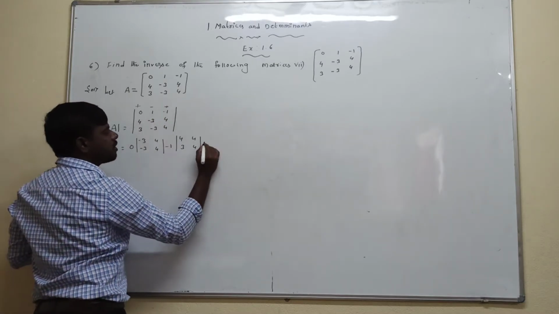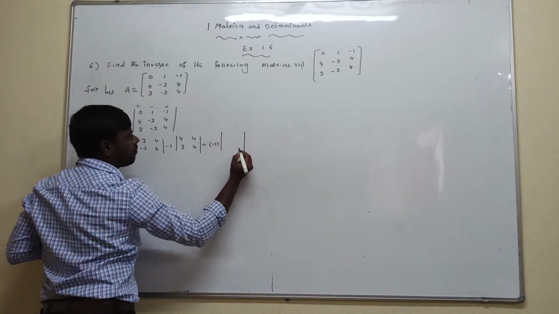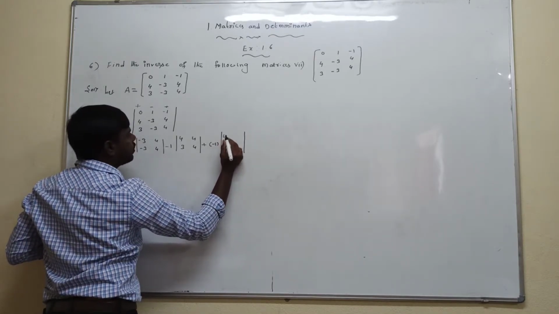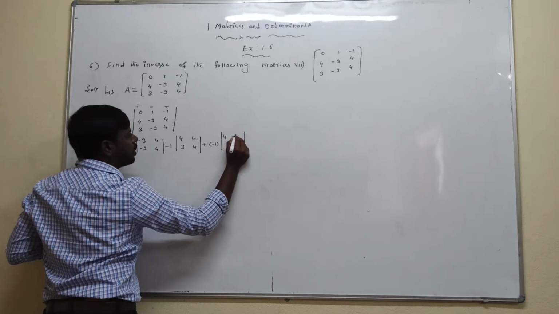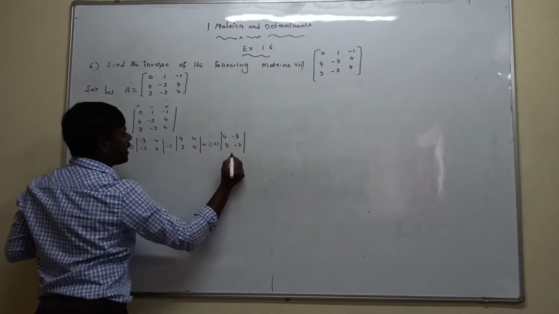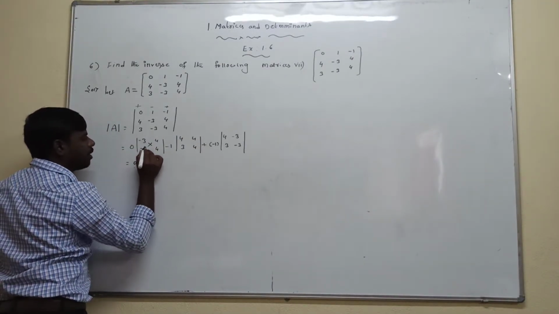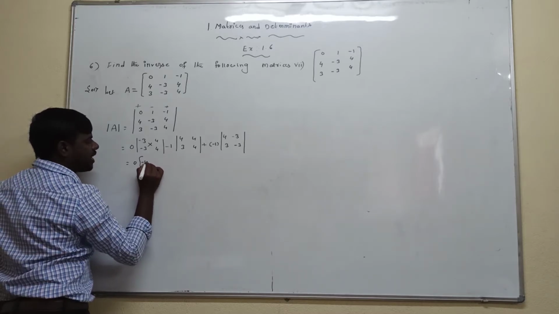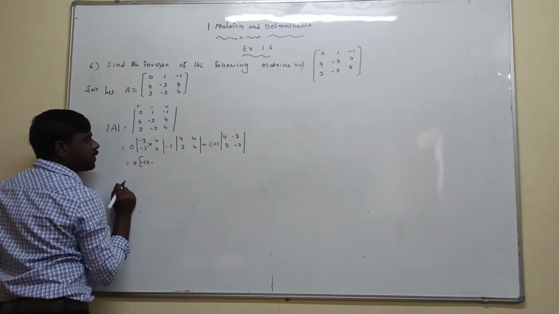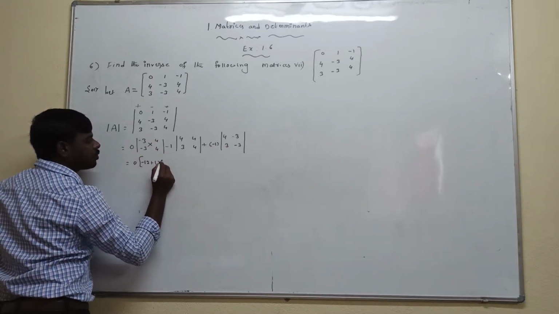Next plus of minus 1. Minus 1 is present in the first row, third column, which are eliminated. So the determinant of the left elements is 4, minus 3, 3, minus 3. Now applying the cross multiplication formula, AD minus BC. Minus 3 into 4, that value is minus 12. The middle symbol is negative. Minus 3 into 4 is minus 12. Minus of minus is plus 12.